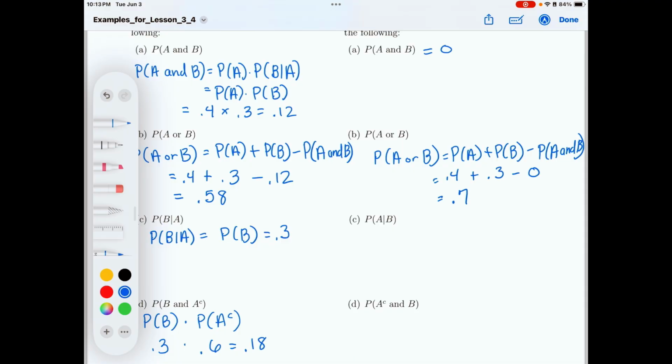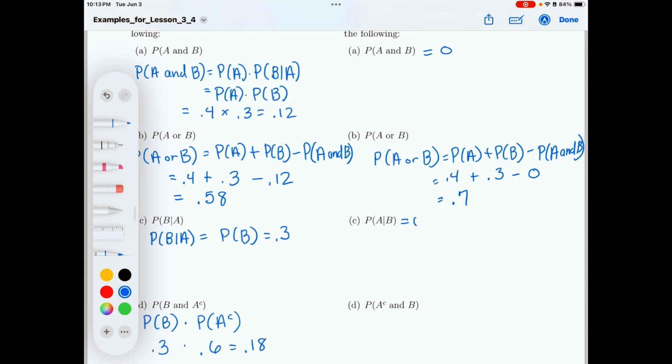For part C, we're asked to find the probability of A given B. If we assume that event B has occurred, because we know that A and B cannot occur at the same time because they're mutually exclusive, we know that the probability of A, given that B has happened, is 0. Now, that's thinking through it logically.